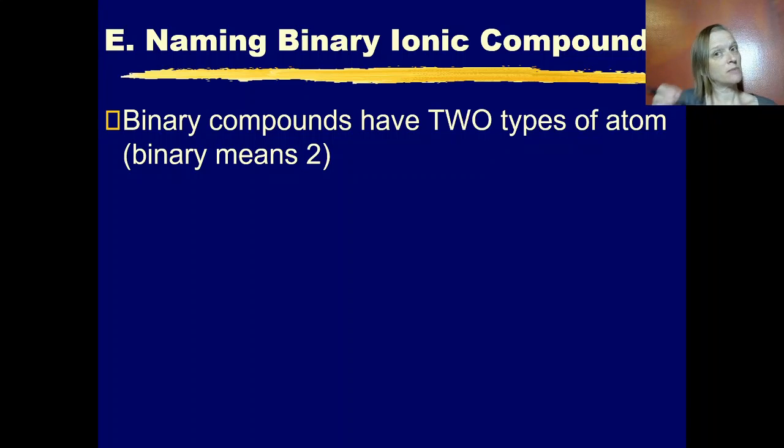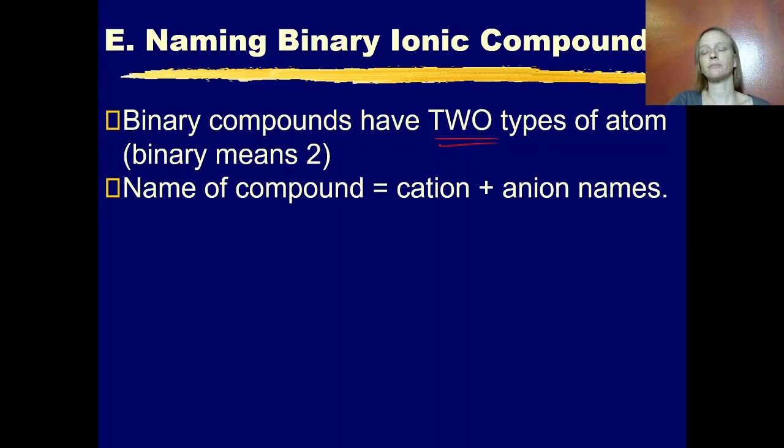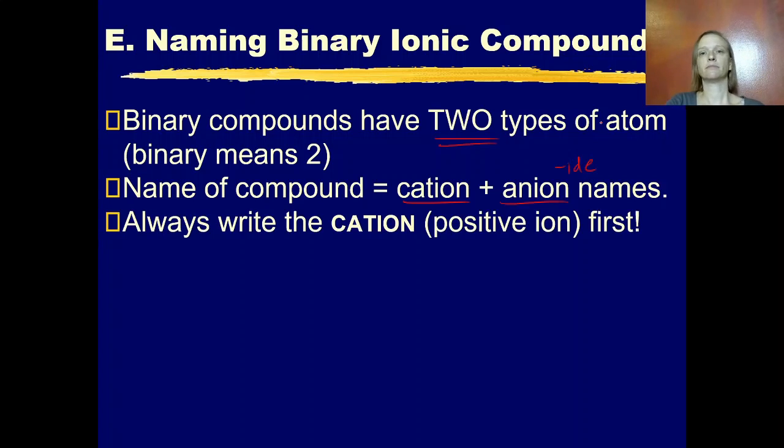How do we put those names together to name a whole ionic compound? When you're naming binary ionic compounds, and binary just means 2, so here we're talking about ionic compounds that just have 2 types of atom in the compound, we just write the name of the cation and then the name of the anion. And remember that the anion is always going to end in IDE. You're always going to write the cation first.